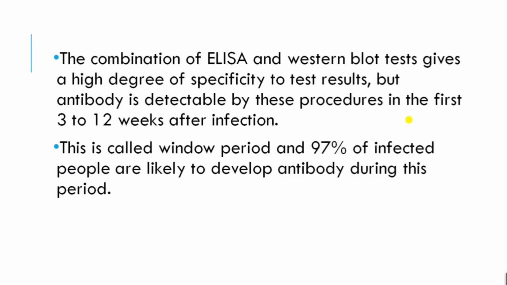So if you want to have a specific and highly sensitive test result, you should always go for a combination of ELISA and Western blot. This combination of ELISA and Western blot gives us a high degree of specificity to our test, but the antibody is detectable by these procedures only in the first 3 to 12 weeks after the infection with the HIV virus. This period is called the window period, and 97% of infected people are likely to develop antibody during this period.